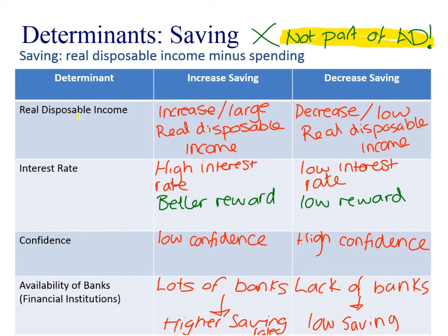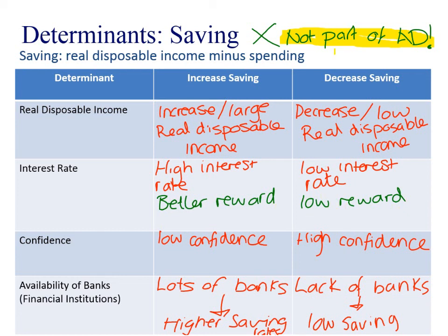So real disposable income. If you have a large real disposable income, you are probably able to save money. If you have a low disposable income, you're not able to save very much money because you're using all your money on your basic needs. Now, just because your income increases and your saving may increase, it doesn't mean that consumer expenditure decreases. They don't necessarily always move in opposite directions. If you earn more, you might save more and you might spend more, in relative terms.